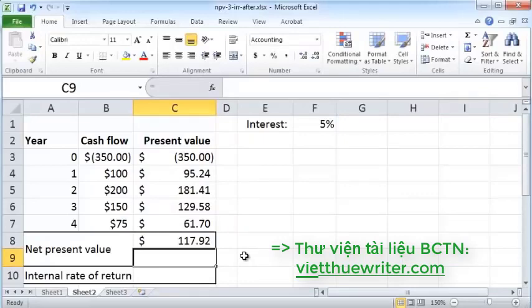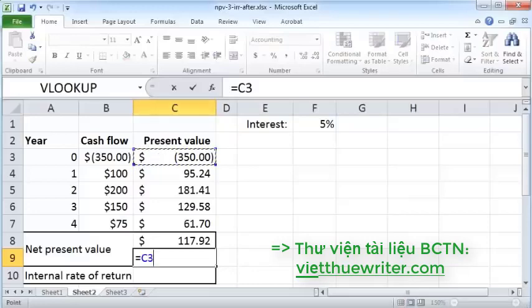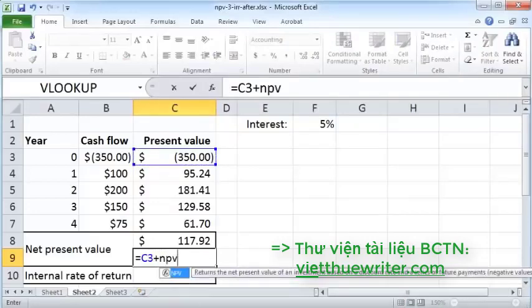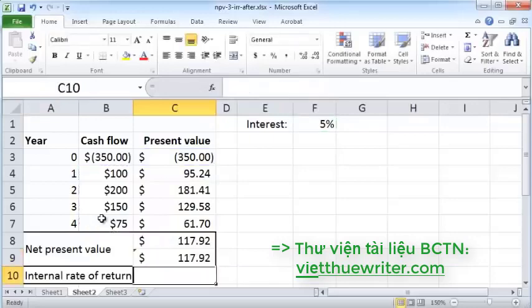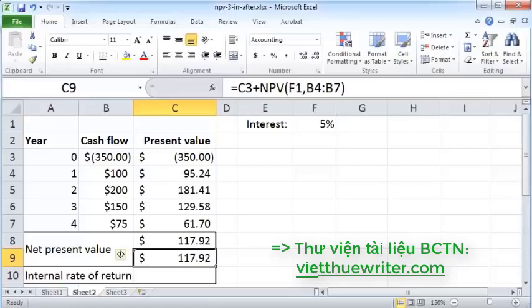Excel provides an NPV function, and we are now going to use that function to calculate the net present value. To use the NPV function, this is how we would do it. I would first add up the initial negative cash flow plus NPV, within parentheses the interest rate and all the values, not the first negative one, but all the other values, and that's exactly $117.92.